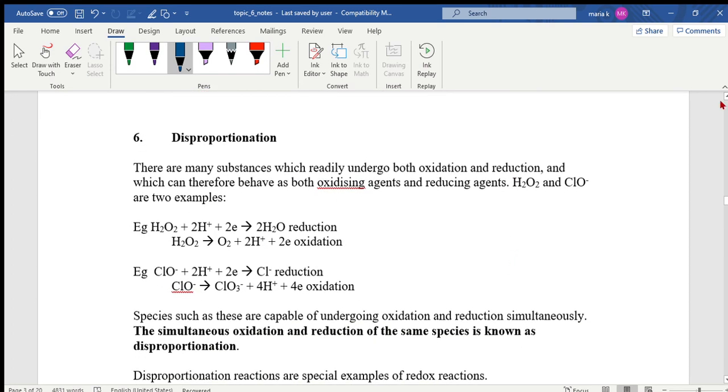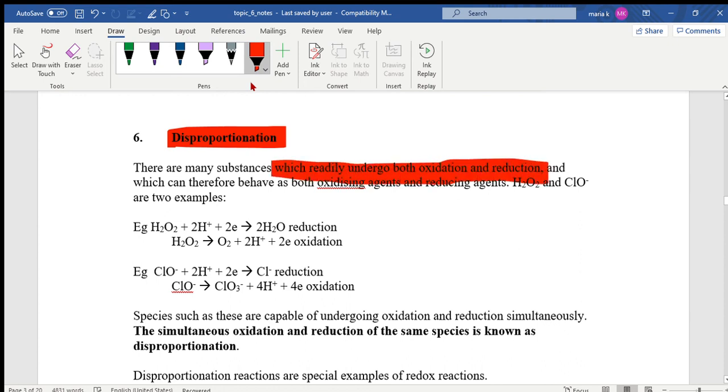Okay, so let us move on to the 6th topic here. We're almost halfway, guys. So, disproportionation. Some substances undergo both oxidation and reduction, and therefore are both oxidizing and reducing agents. So, hydrogen peroxide, and chlorate ions are 2 examples.